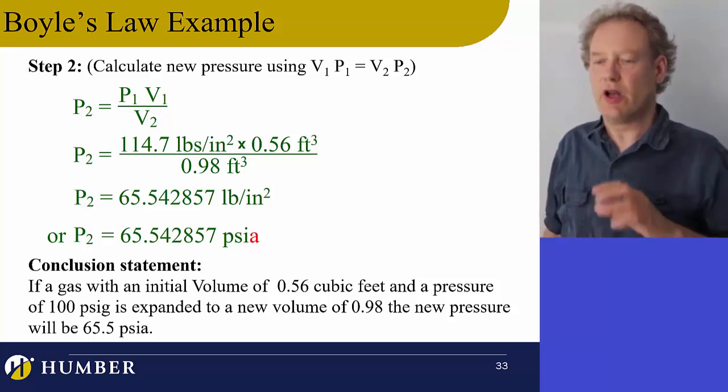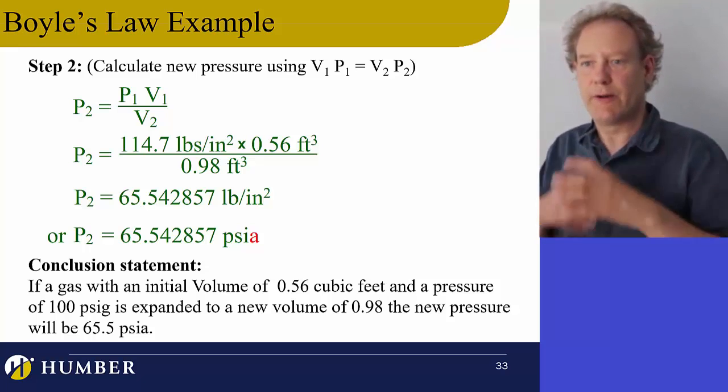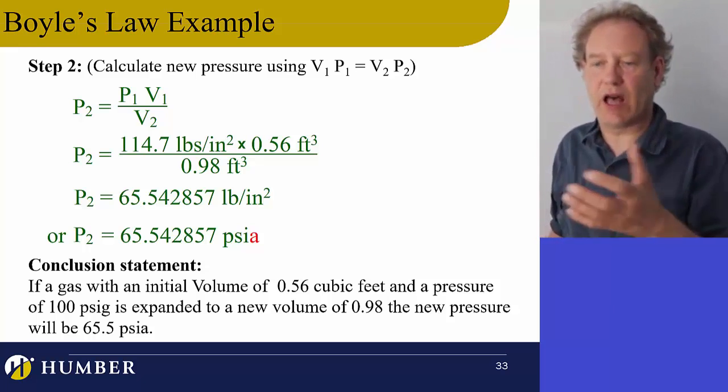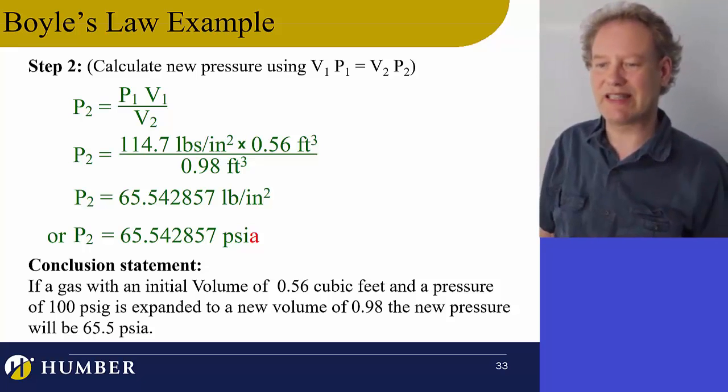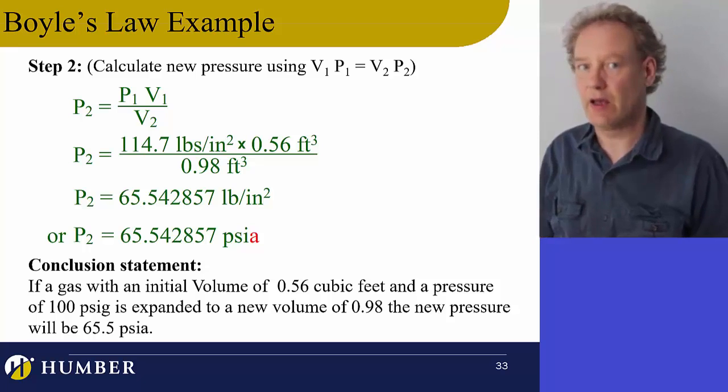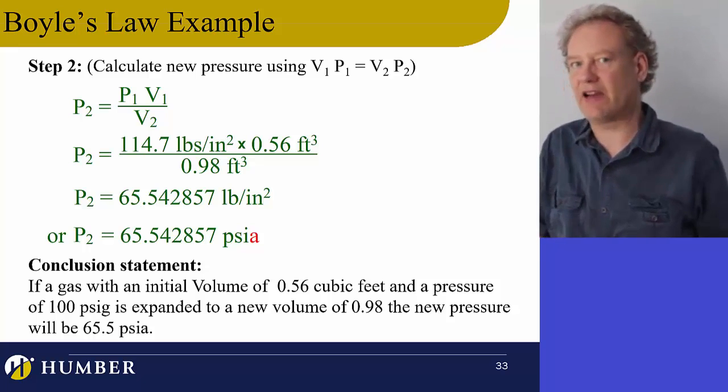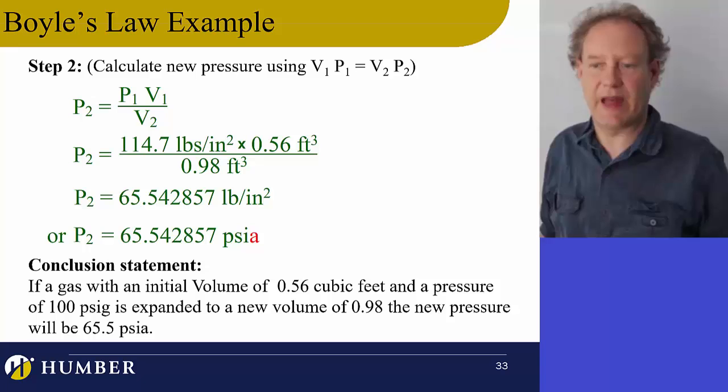Okay, let's continue. I'm just going to throw it into Boyle's law, and we'll isolate for the unknown. P2 is the unknown. We'll put our numbers in, and we're looking at 65.4 psi-A. Now, if we wanted to convert that back to psi-G, that's not a problem.